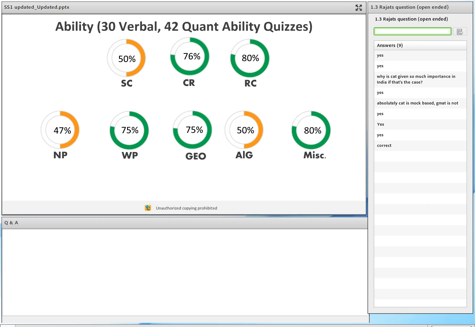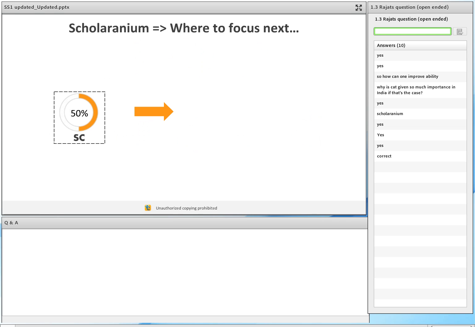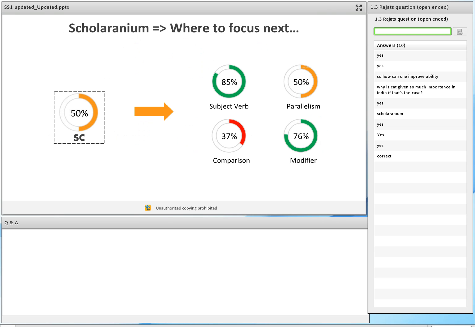In Scholaranium, we have this platform called Scholaranium, which allows you up to 30 verbal ability quizzes and up to 40 quant ability quizzes. Not only that, it tells you which are the areas you need to focus on next. So if you have a low ability, it will tell you where to focus. And if you focus on those areas, you can take another ability quiz and you can see your improvement.